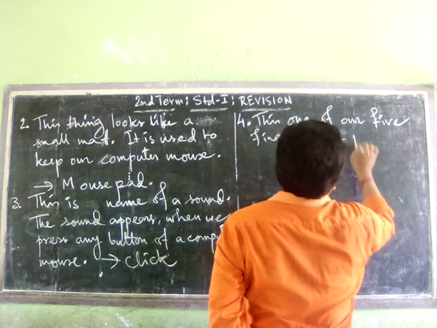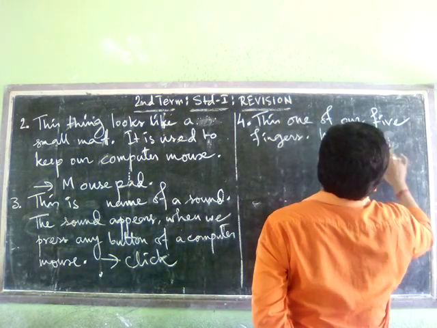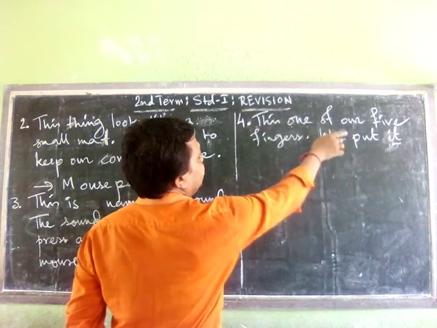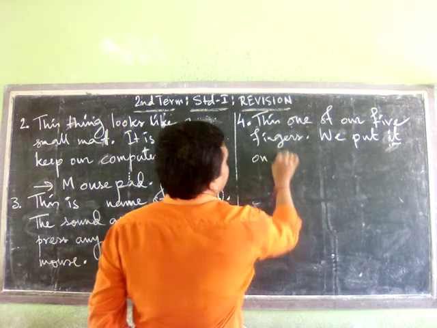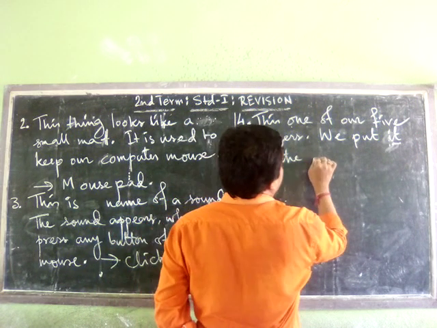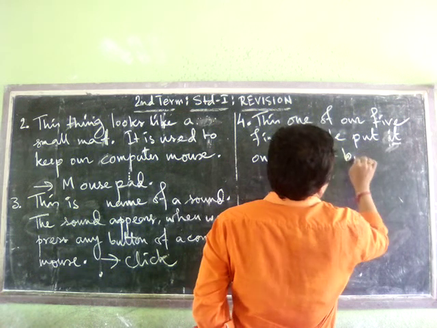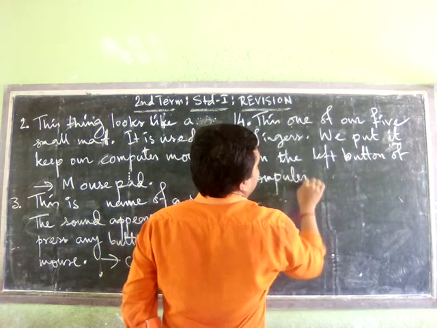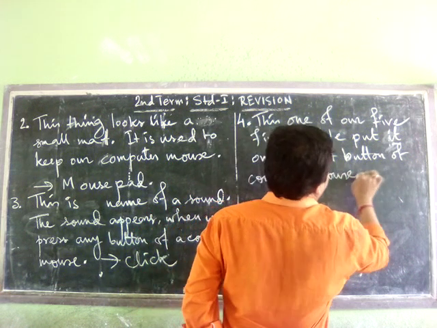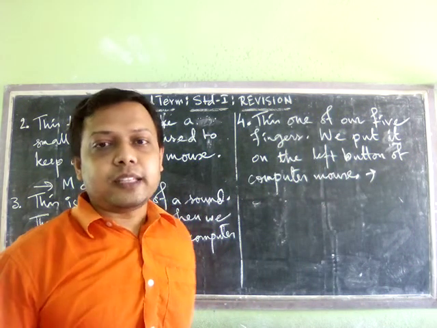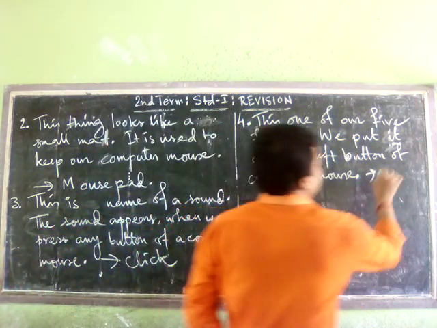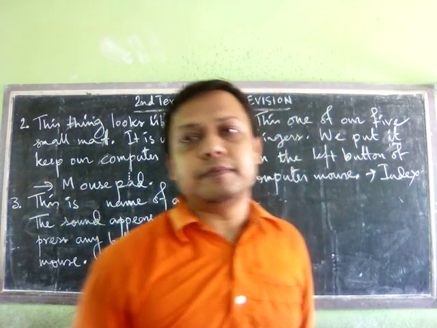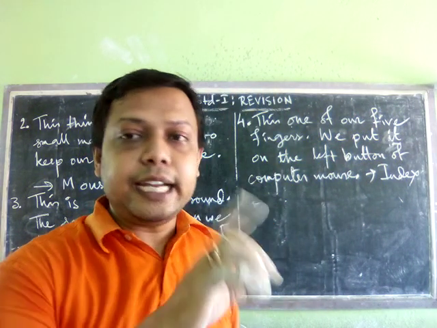Now this is one of our five fingers. We put it on the left button of computer mouse. What is the name of the finger? The name of the finger is index finger, because we put index finger on the left button of mouse.